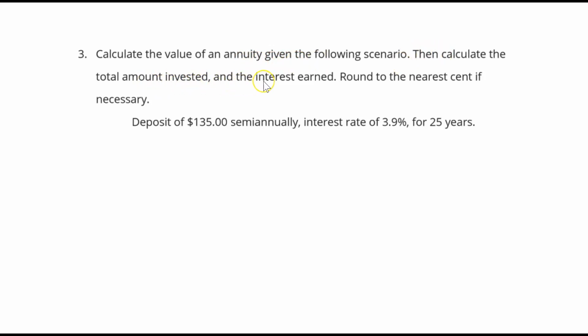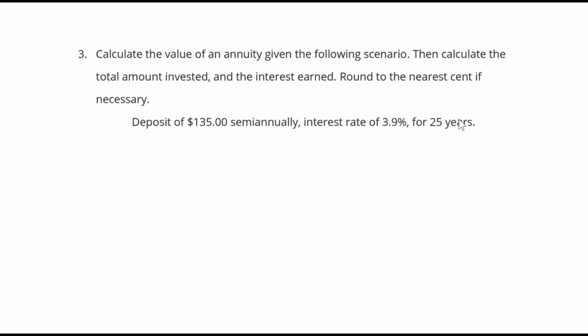Okay, another example. We are going to calculate the value of an annuity and then calculate the total amount invested and the interest earned, and then round off the answer to the nearest cent if necessary. In this case, the deposit is $135 and this is made semi-annually. The interest rate is 3.9% for 25 years.